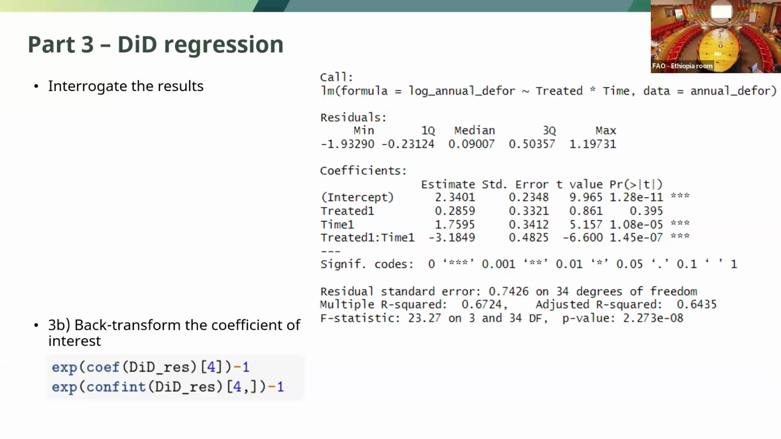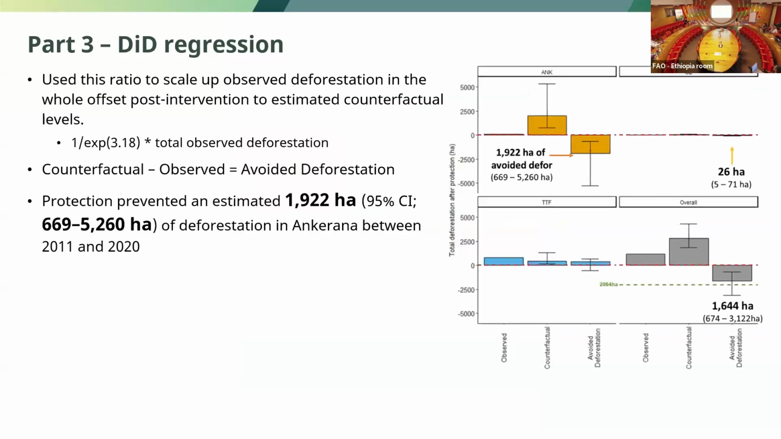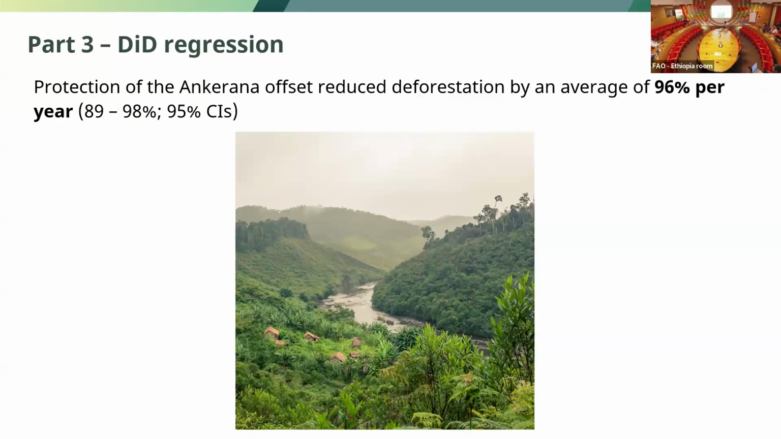you should get a result that is minus 0.958, blah, blah, blah. And you'll get a confidence interval as well. And basically that means that protection of the offset reduced deforestation by an average of 96% per year with those confidence intervals, which is huge, right? Like that's one of the biggest effect sizes that a meta-analysis of deforestation policies found, and it's done by a private company.